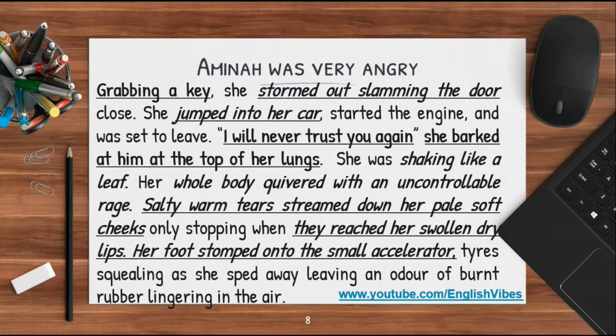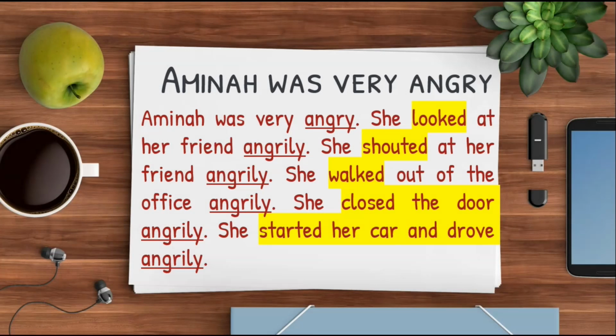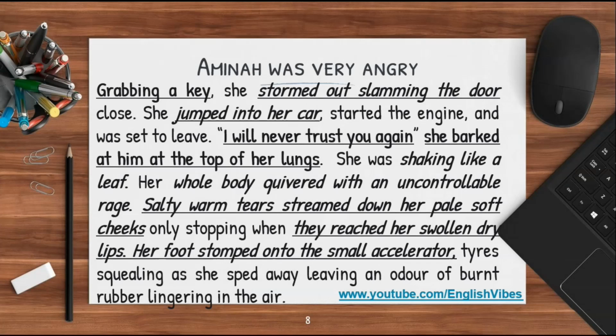Okay, now you look at this paragraph. She stormed out, slamming the door. That describes anger. Instead of saying closing the door, I used the word slam to show Amina was angry. You see, "I will never trust you again," she barked at him at the top of her lungs. Remember in the earlier paragraph, I said she shouted. So I changed this idea, shouted, to she barked at him at the top of her lungs.